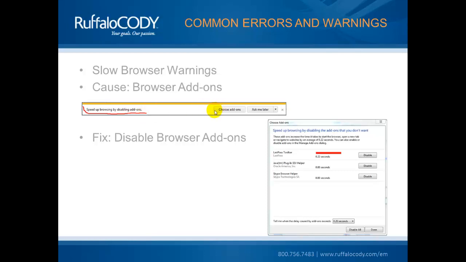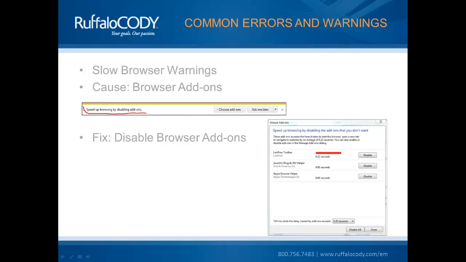And then there's going to be a button here which allows you to choose those add-ons, and that's going to display the window that you see here on the right. So when it displays, it's going to show you the add-ons that you have installed on your computer that might be slowing things down. So here you'll see I have 3 add-ons that were installed in my browser, and one of them is taking time. Every time I open up Internet Explorer, it's taking time to load that toolbar. And by simply disabling that, it's going to make Internet Explorer faster.